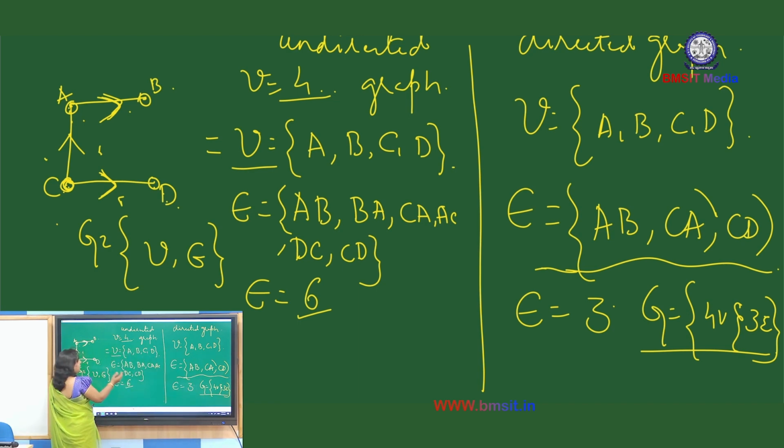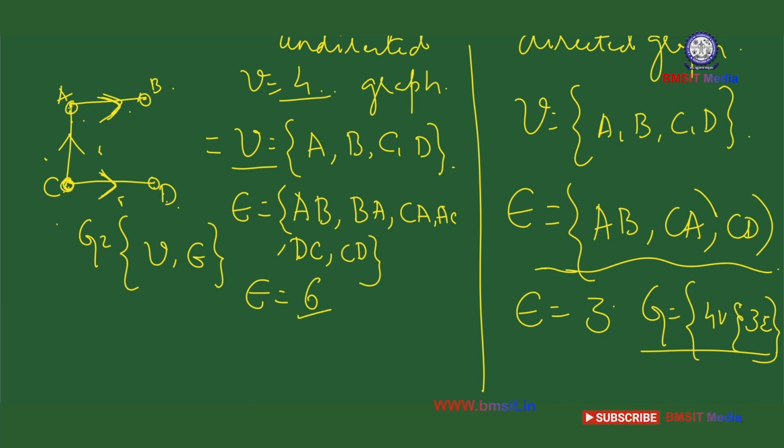See here, for the undirected graph it is 6 edges and the number of vertices is 4. With the directed graph, the number of vertices is 4 and the number of edges is 3. So I can say that this edge, what we have got, is an unordered pair of edges.